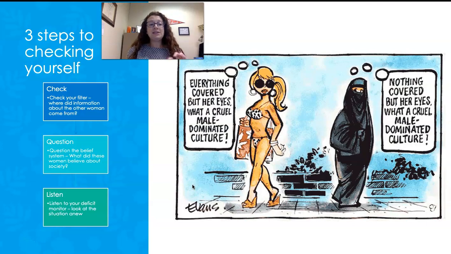And then we need to listen to our deficit monitor. We need to look at the situation from each other's points of view. So if these two women had actually interacted with each other and had asked each other this question, they might have learned something from each other and about each other's culture and their perspective on society.